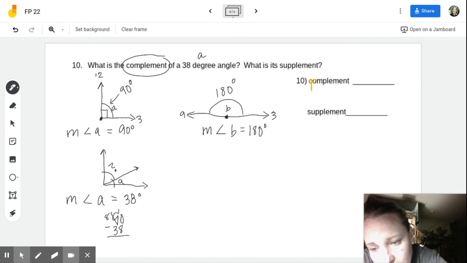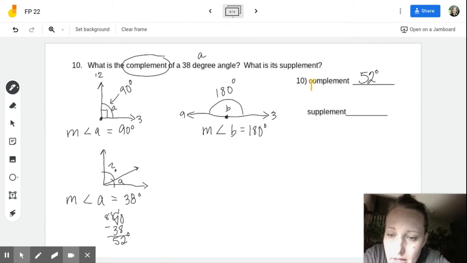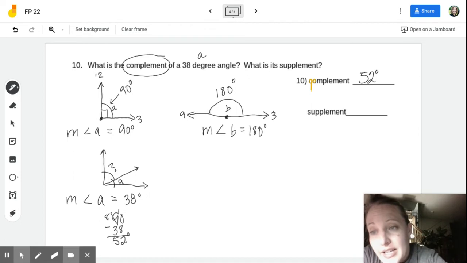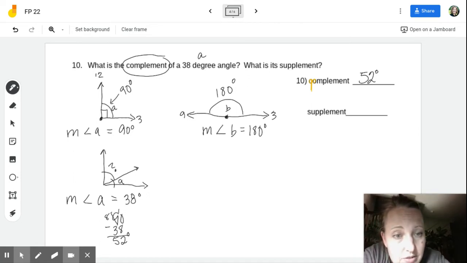And I'm going to get 52 degrees. So the complement of the angle that is 38 degrees would be 52 degrees. Now, supplementary angles add up to 180 degrees. So a 90 and a 90 add up to be 180.